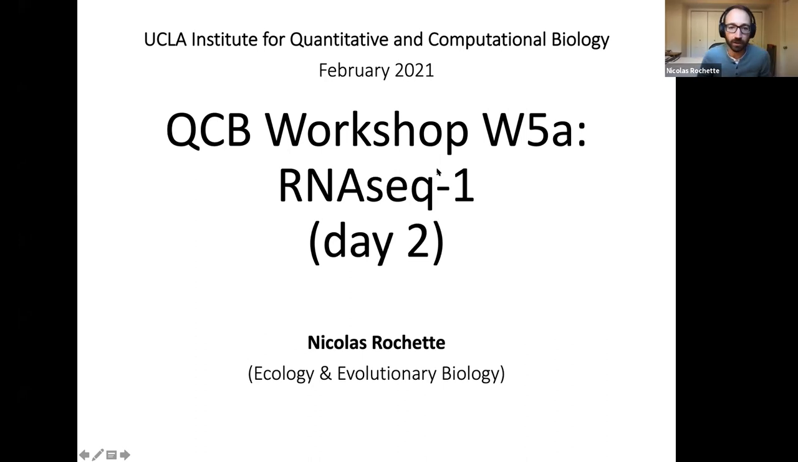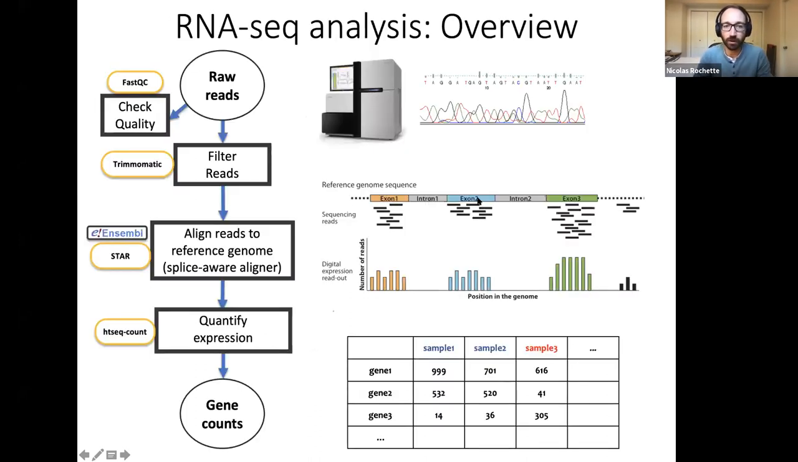And so today what we're going to talk about is alignments and genomes. So the idea is, again, this is our overall RNA-seq analysis pipeline for bioinformatics. We start with our raw reads. Yesterday we saw how we could check the quality of these reads, and then how we could filter out the reads that had bad qualities, to remove some noise from the data set.